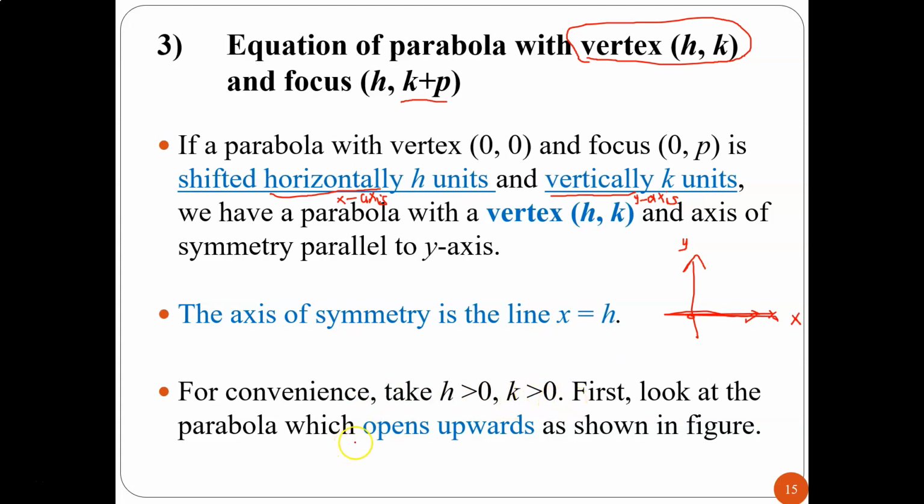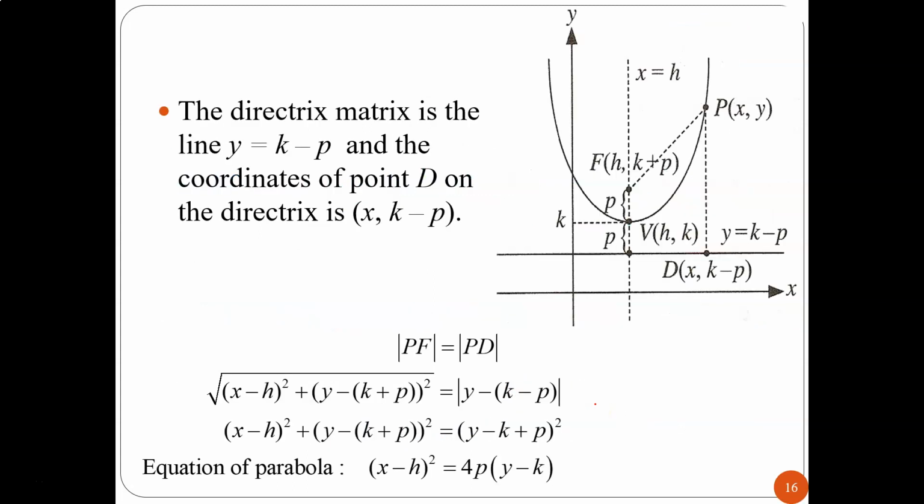First look at the parabola which open upwards as shown in the figure. So kita tengok this case. Parabola kita open upward. Sama macam yang mula-mula. Kalau yang asal kita ada X square equal to 4py, right? Yang original, yang kalau vertex dia 0, 0. Kenapa y? Sebab koordinat y yang berubah dekat sini, kan? Okay, so now, yang berbezanya adalah you have a vertex over here.